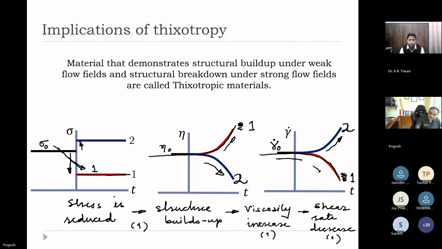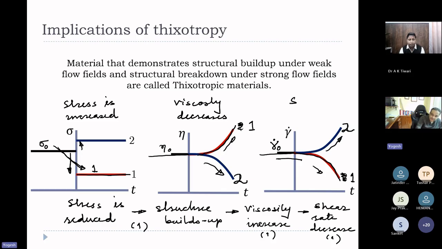On the other hand, when stress is increased, viscosity decreases and the corresponding shear rate increases. So there was originally a typo, but what I explained was absolutely right.